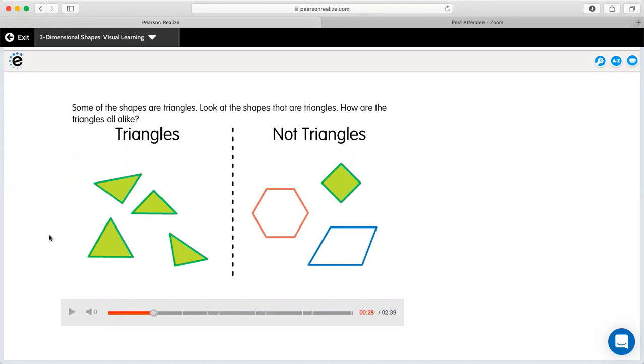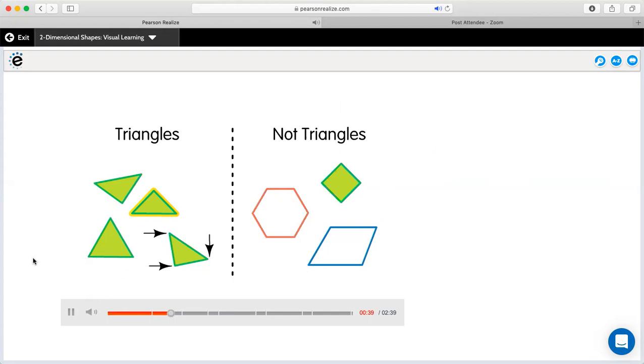Well, remember we said that we were going to be focusing on 3 things today. Vertices, the points where the shapes come together, how many sides each shape has, and how many angles. The triangles all have 3 sides. The triangles all have 3 vertices.